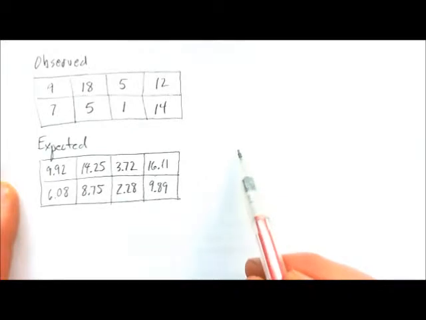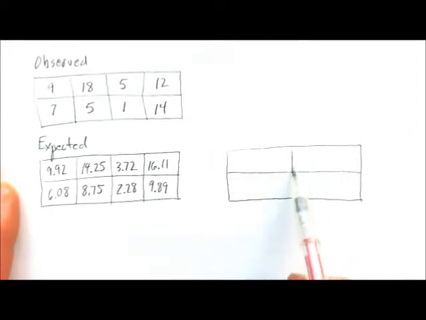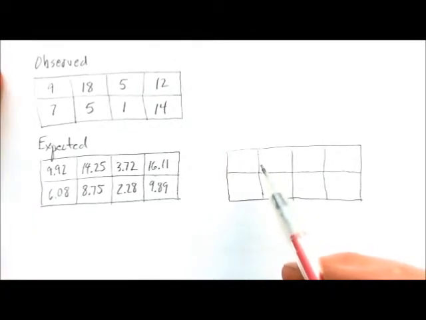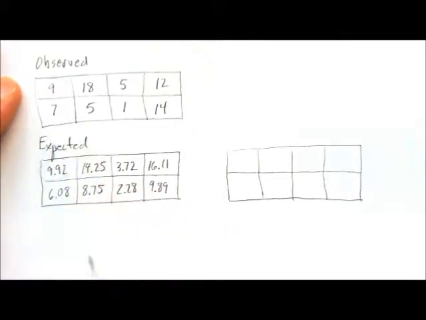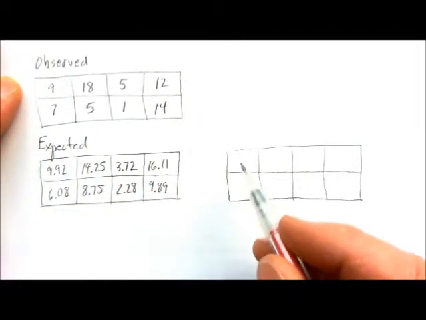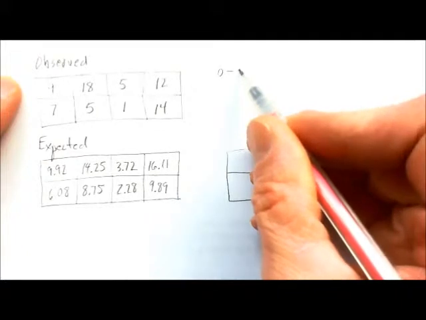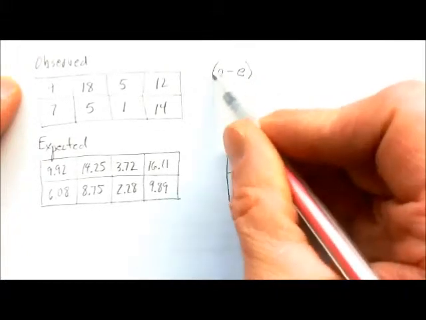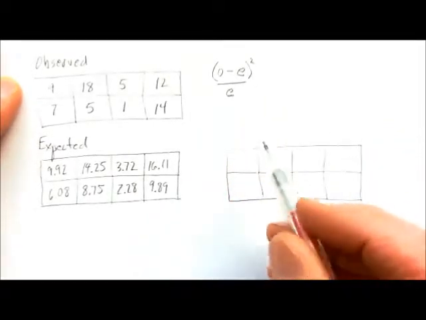So now we need to compute another table based on these two. Each cell in this table is going to contain a number that's calculated in the following way. We go to two corresponding cells, the 9 and the 9.92, and we use this formula to get the number over here. We take the observed value, which we'll call little o, minus the expected value, little e. We square that, and then we divide by the expected value, or expected count.